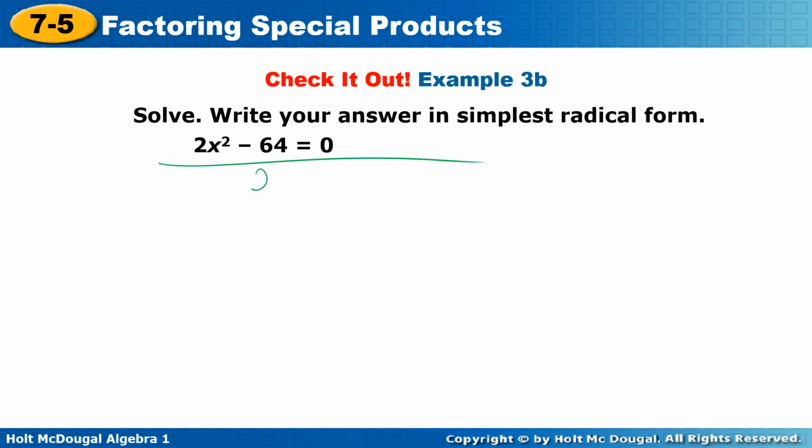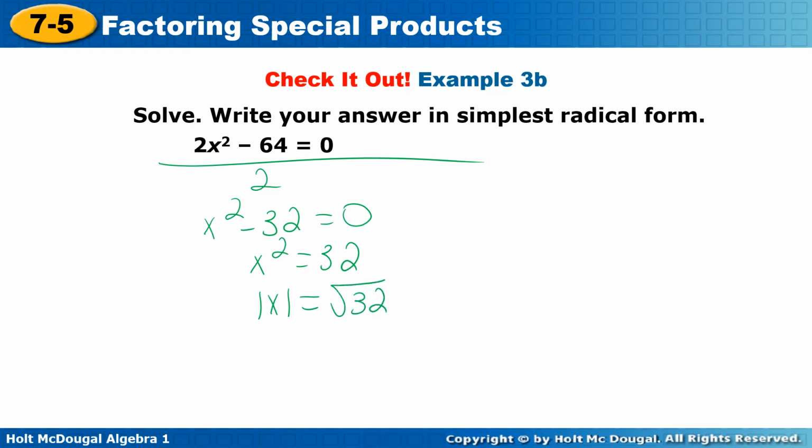Okay, so the next one, I am going to start by dividing by 2. Everything is even. Let's make it a smaller, simpler equation. Let's just divide everything by 2. So we have x squared minus 32 is equal to 0. When you isolate, x squared is equal to a positive 32. Take the square root on both sides, so the absolute value of x is root 32.